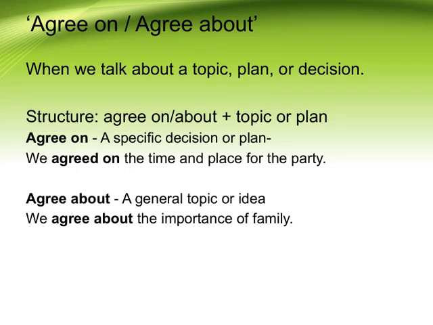When we talk about agreeing with someone, we often use the phrases agree on and agree about, but they are used in slightly different ways. When we say agree on, we're referring to a specific decision, plan, or thing that has been settled. For example, if we say, "We agreed on the time and place for the party," it means we've made a definite decision about those details.